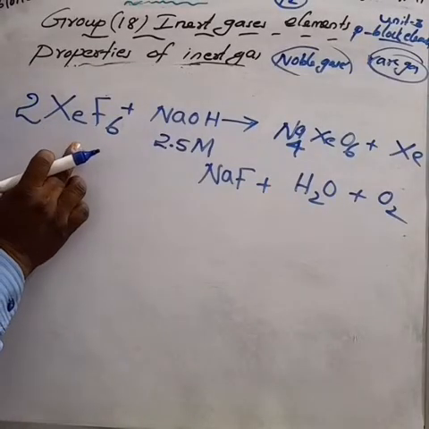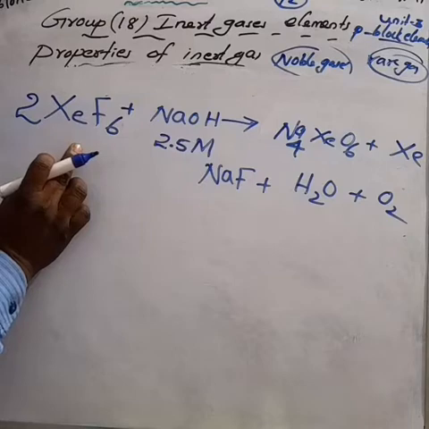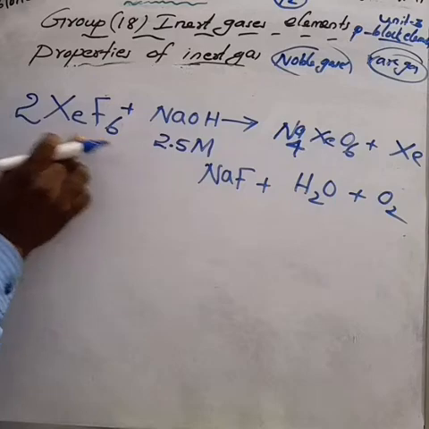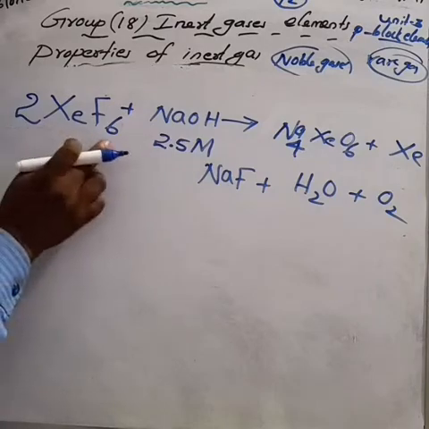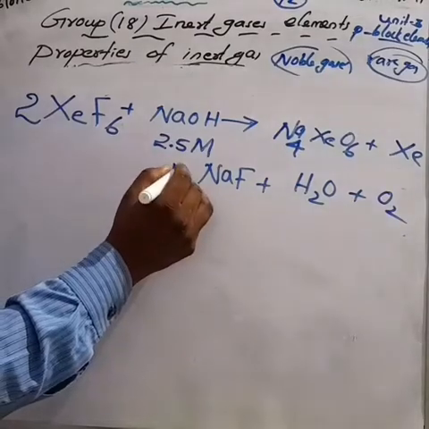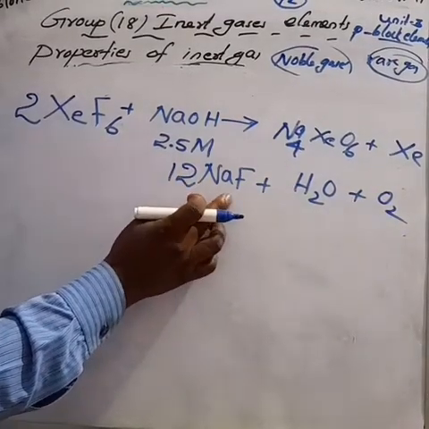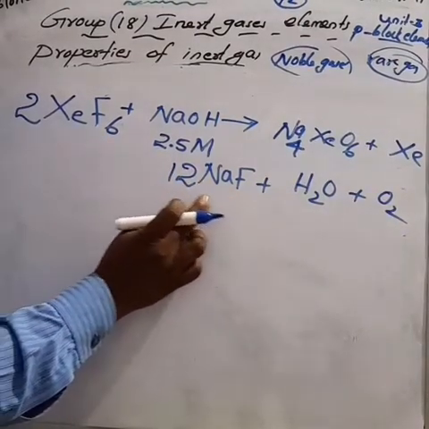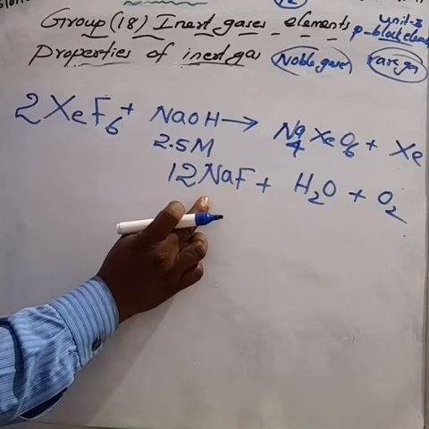2XeF6, 2 xenon hexafluoride. So come to the fluorine. How much fluorine is there? 2 into 6 is equal to 12 fluorine. So make it on the product side also 12 NaF. 12 NaF. So fluorine is balanced.